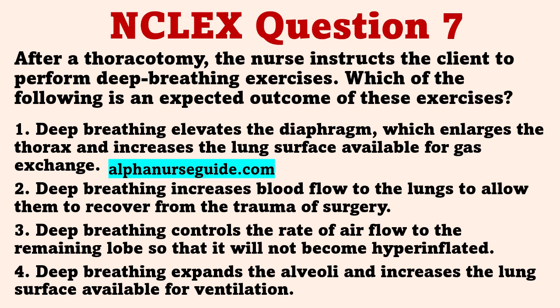The correct answer is 4. Deep breathing helps prevent microatelectasis and pneumonitis, and also helps force air and fluid out of the pleural space into the chest tubes. More than half of the ventilatory process is accomplished by the rise and fall of the diaphragm. The diaphragm is the major muscle of respiration. Deep breathing causes it to descend, not elevate, thereby increasing the ventilating surface. Deep breathing increases blood flow to the lungs. However, the primary reason for deep breathing is to expand alveoli and prevent atelectasis. The remaining lobe naturally hyperinflates to fill the space created by the resected lobe. This is an expected phenomenon.